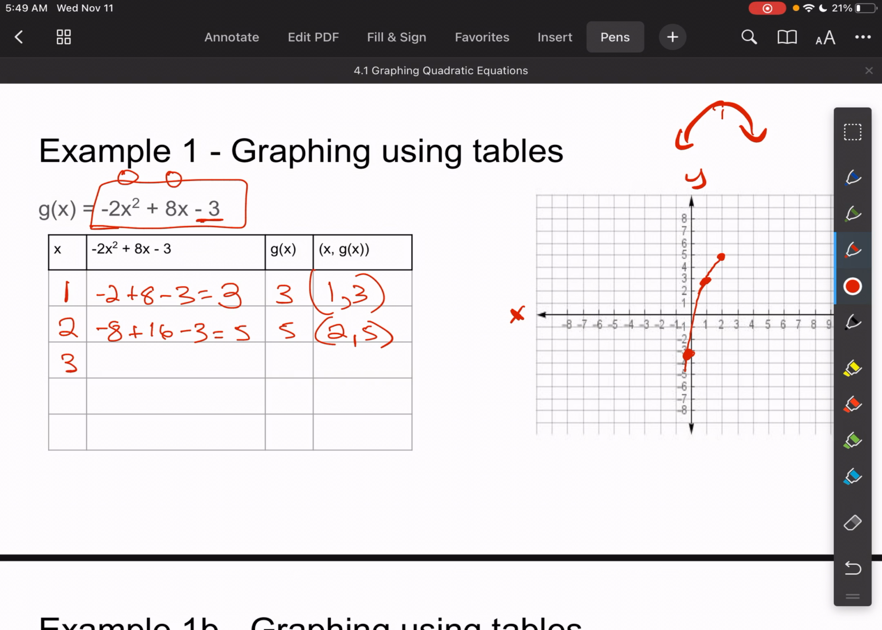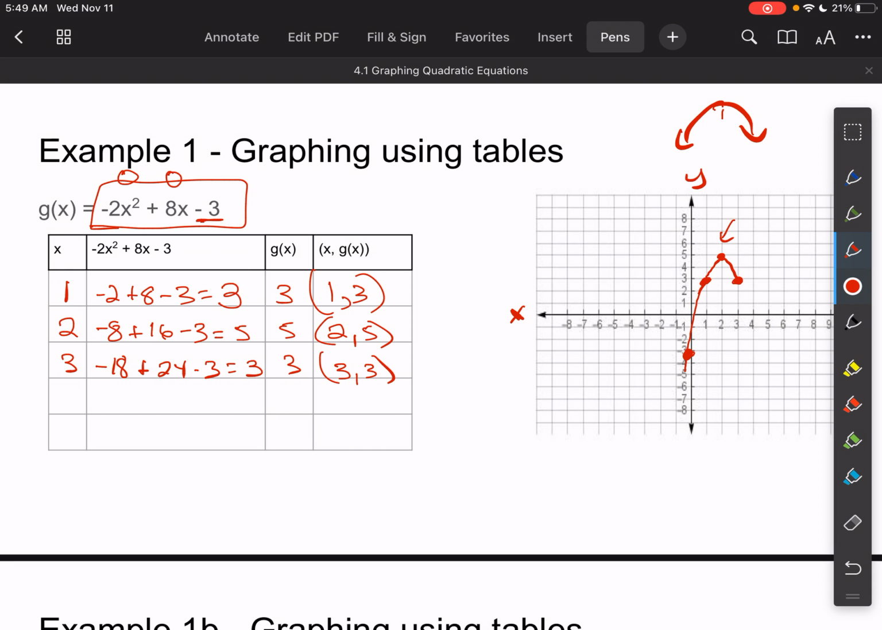If I plug a 3 in, I get negative 2 times 3 squared is 9, so that's negative 18, plus 3 times 8, which is 24, minus 3. So negative 18 plus 24 gives me 6. 6 minus 3 gives me 3. So again, here now I'm back to 3. So at 3, I'm at 3. And so voila, look, that must mean that the vertex happened right there, right?